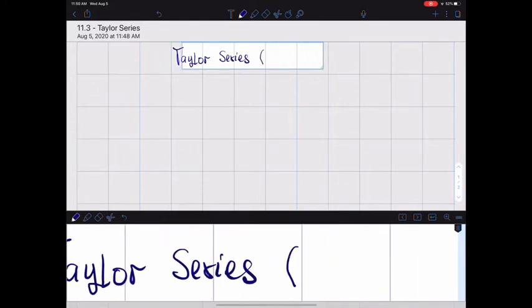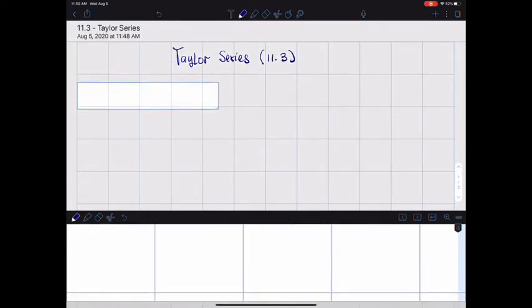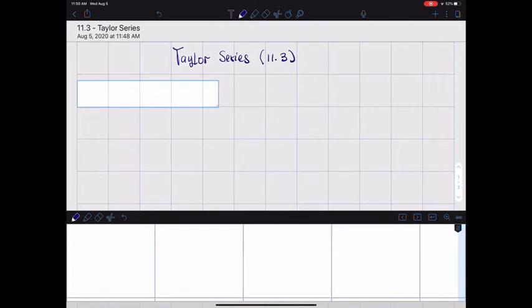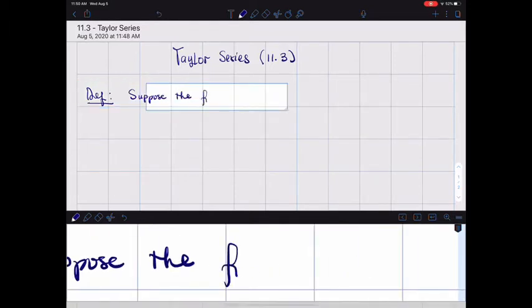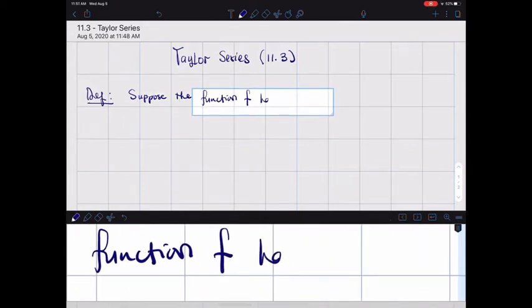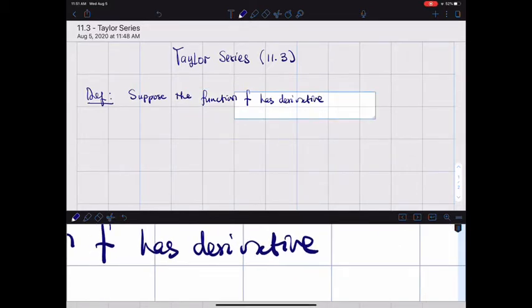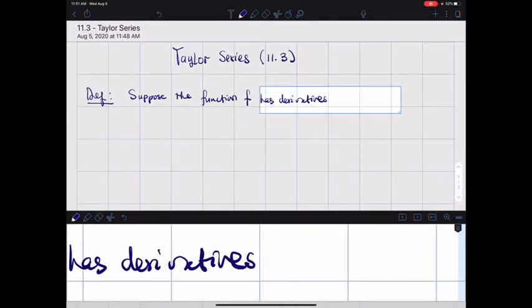Taylor series. This is from section 10.3 of the book. All right, I'm going to start with a definition of Taylor series. Now, suppose we have a function f and f has derivatives of all orders. So we can find the first derivative, second derivative, third derivative, and so forth.